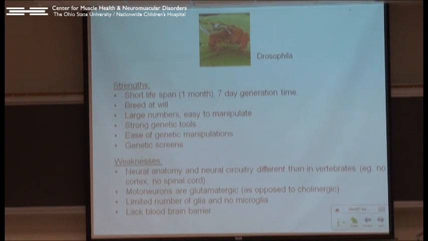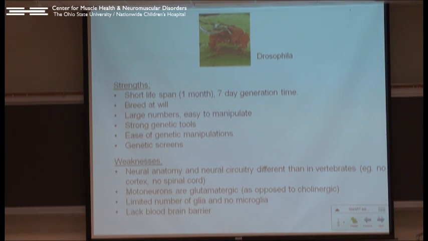So for the fly, again, you have a short lifespan, longer than a worm though, about a month. 7-day generation time, so again, pretty quick still. Again, breed at will, you can get large numbers. Again, easy to manipulate. Strong genetic tools, so flies, of course, everybody knows about the strength of the fly in terms of genetics. Small genome, easy to manipulate, all the tools are in place. And also very strong for genetic screens, much like the worm in that way.